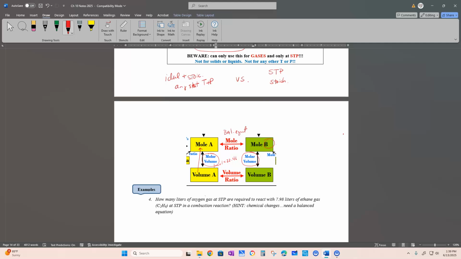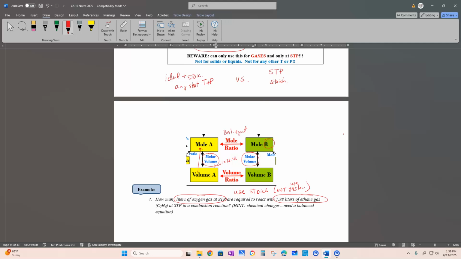How many liters of oxygen at STP? Ding, ding, ding. That means I'm going to just use stoich, and I'm not going to use a gas law. So not going to use a gas law. I want to know liters of oxygen that are required to react with that much liters of ethane. And I told you the formula of ethane, C2H6, at STP.